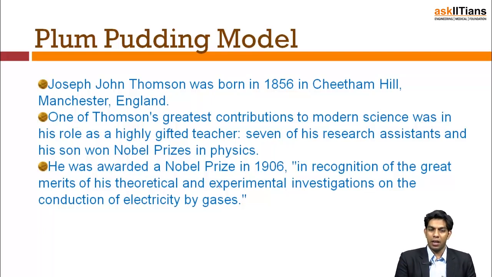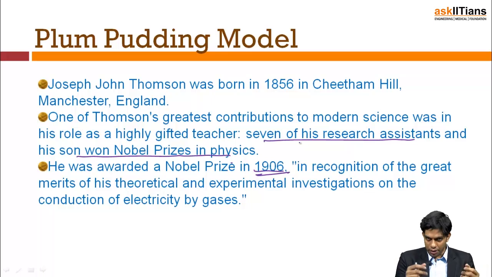He won the Nobel Prize. As you can see, he won the Nobel Prize around 1906, right? And 8 of his fellows also got the Nobel Prize. That is, 7 of his research assistants and his own son won the Nobel Prize. So he was very influential. He was a good motivator and a great scientist indeed. So now that you know a few facts about J.J. Thomson, we can actually study the Plum-Pudding model.